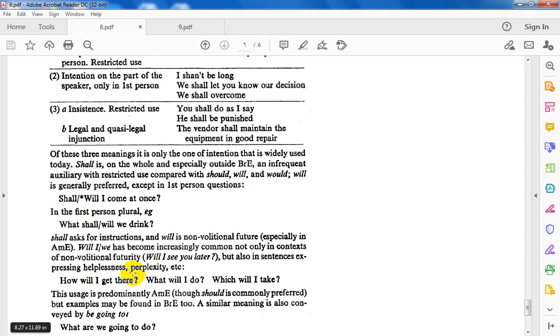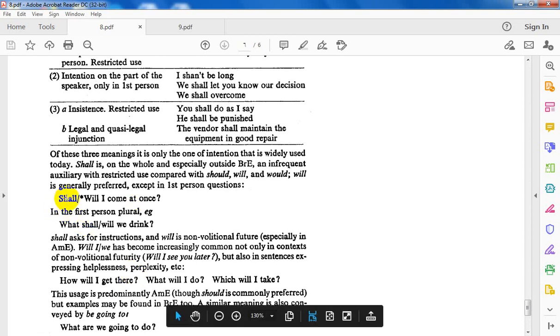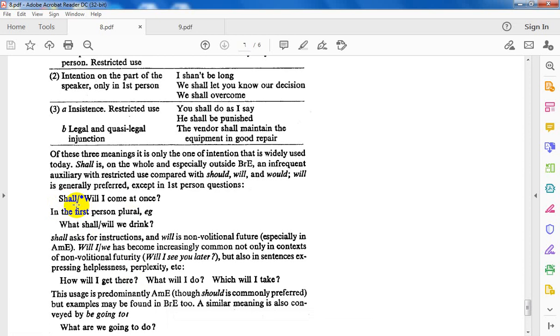Now let's go back to the exceptions. Generally speaking, shall can be used with first person plural questions if they denote what? Instructions. But generally it is infrequent and not preferred, just like will. Will cannot be used with such questions, which are will I, will we.